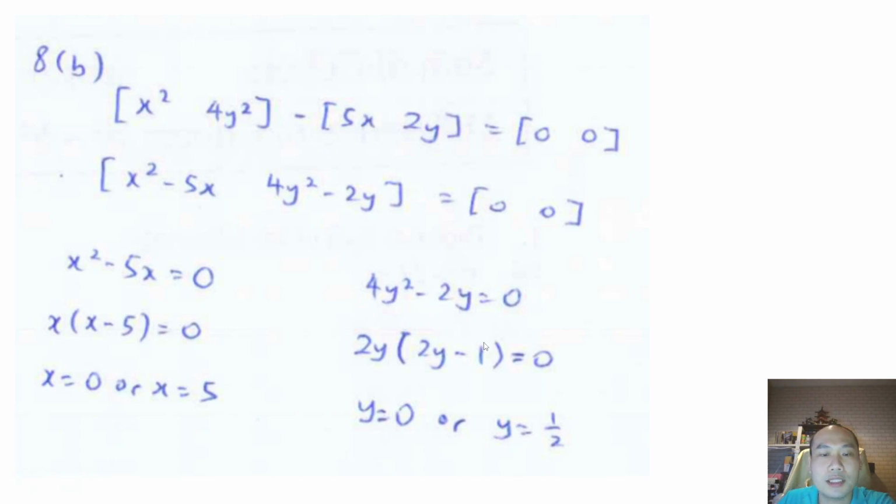Over here, using the same idea, we have 4y squared minus 2y. If we factorize it, this is what we have. So 2y equals 0, or 2y minus 1 equals 0. If 2y equals 0, it simply means y equals 0, because 0 divided by 2 gives us 0. And over here, 2y minus 1 equals 0 means y equals half, because 2 times half minus 1 gives us 0.